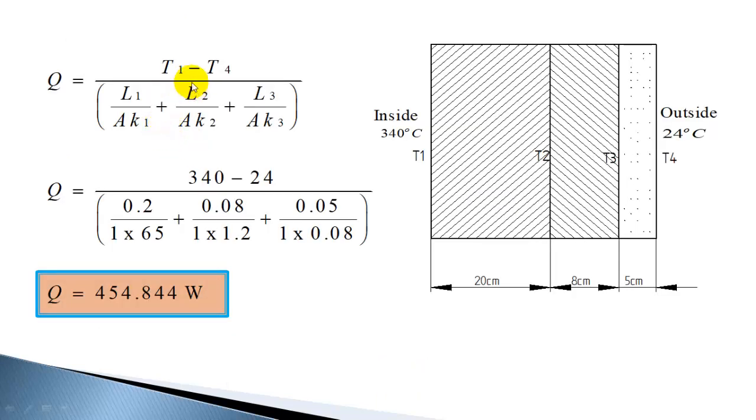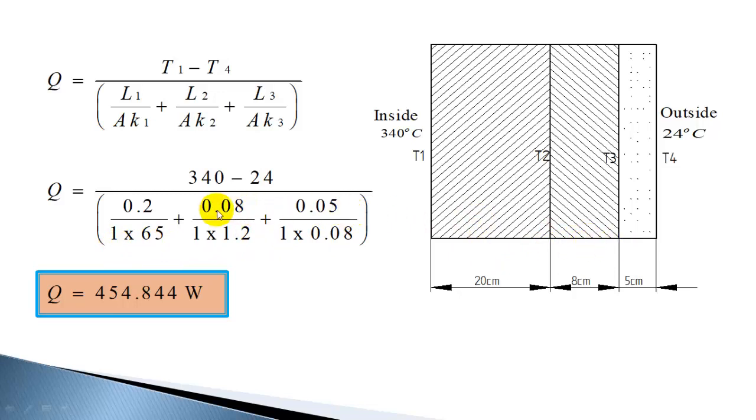Now we can substitute the temperatures, direct substitution. Once you know the formula, you can make direct substitution. T1 is 340 degrees centigrade, T4 is 24 degrees centigrade. So L1 by AK1 is, L1 is 0.2, 20 cm is 0.2, area is unit area. Area is not given, so per unit area you should find out the heat flow. Thermal conductivity is 65.